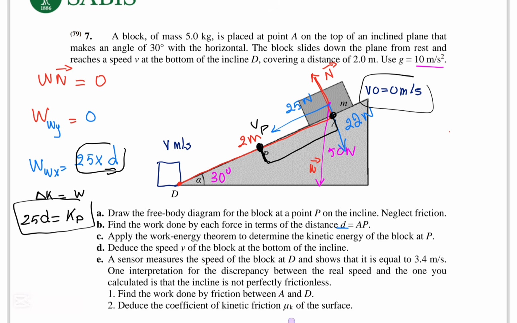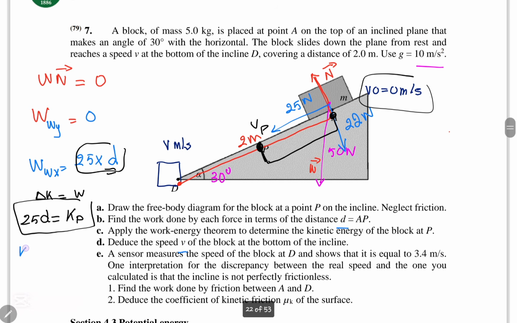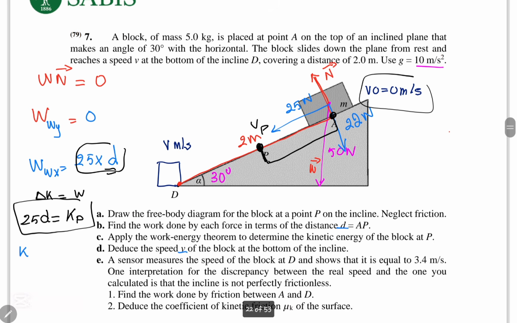It says deduce the speed V of the block at the bottom of the incline. So here we can also apply the work energy theorem. It's going to be the kinetic energy at point D minus the kinetic energy at point A, which is 0. It's equal to the force, which is 25, times the distance from A to D, which is 2, times cosine 0. So I got KD to be 25 times 2, which is 50 joules.